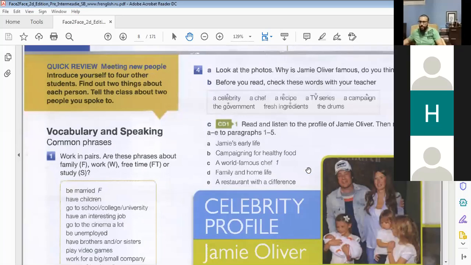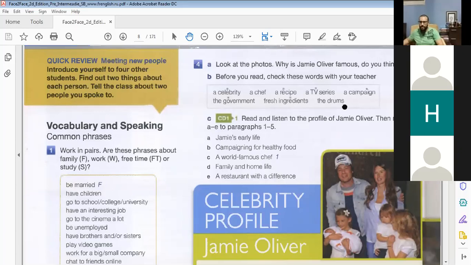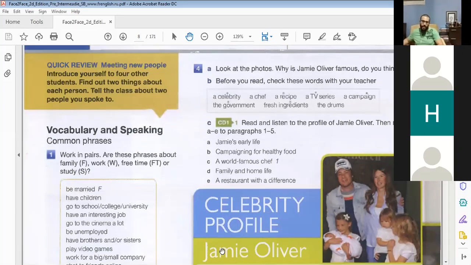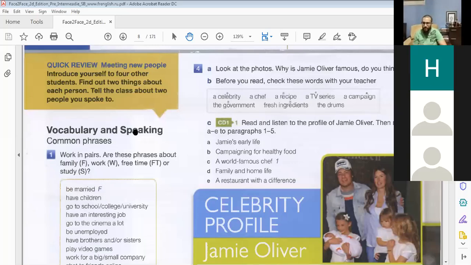But before we talk about him, why do you think he's famous? We know that he's a chef or a cook, right? But why do you think he's famous? What's the reason? What do you think? Any guesses? We're just guessing, of course. We still haven't read anything about it. Maybe he's a very good cook. Maybe he's got good skills. He knows how to cook very well.